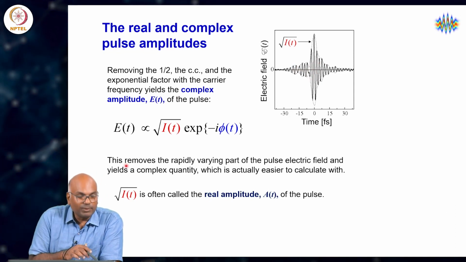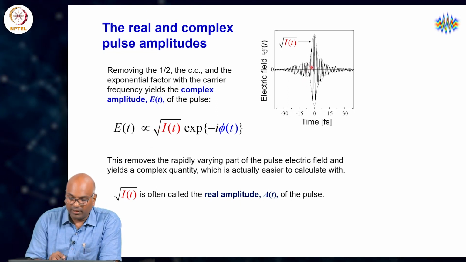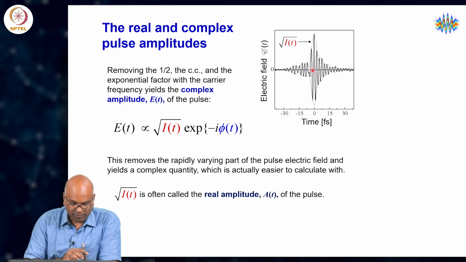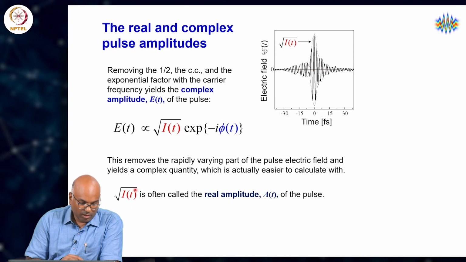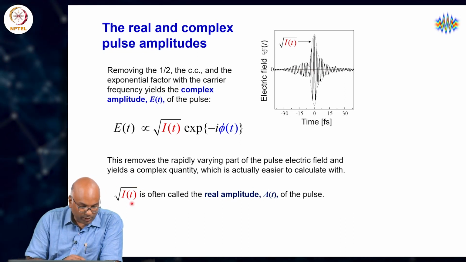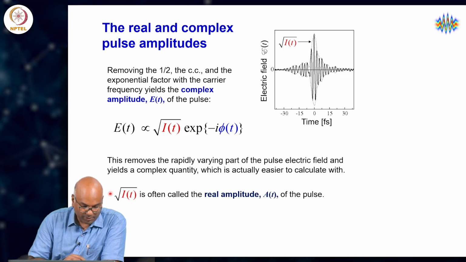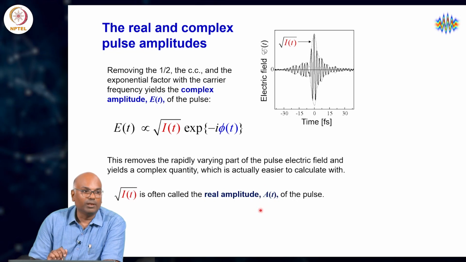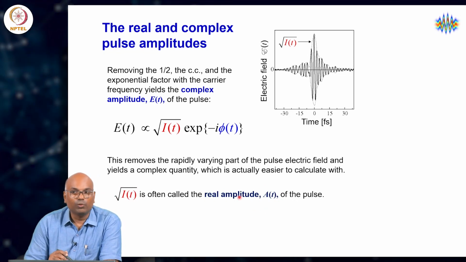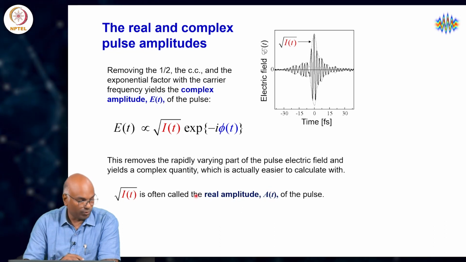So the complex amplitude is everything except the fast variations underneath the envelope, which we have been sketching identically across a few sessions. Among these, the square root of I of t, which is the real amplitude alone, is called appropriately the real amplitude, sometimes given the symbol A of t. So we may use these symbols interchangeably. So A of t is square root of I of t.